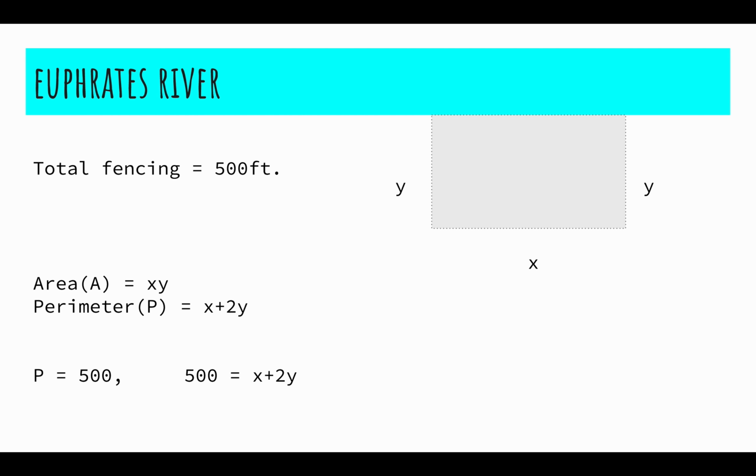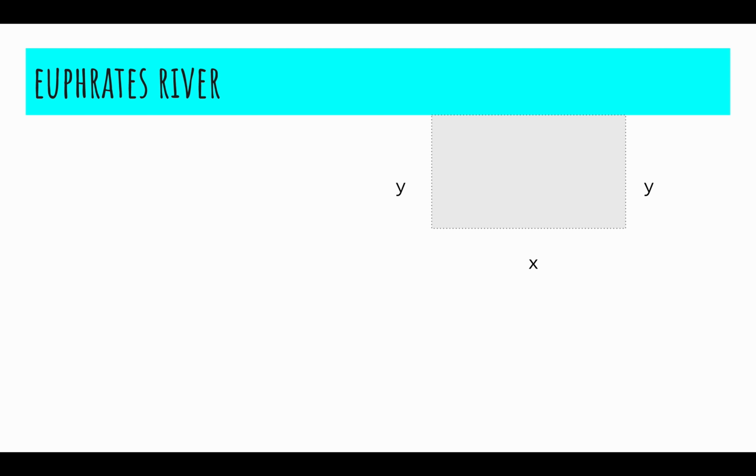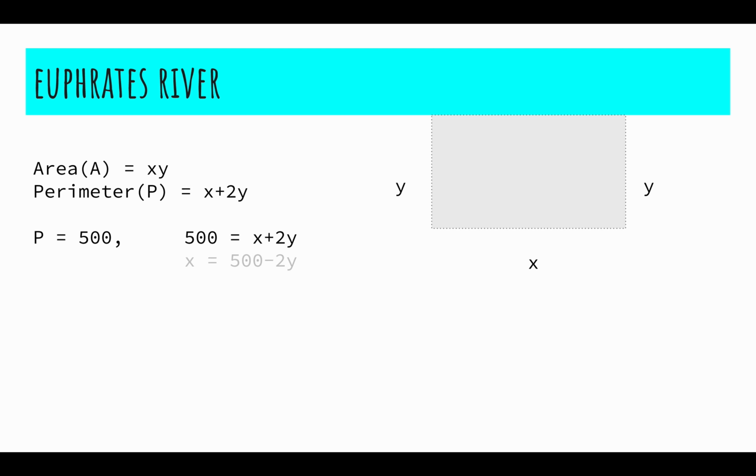Now, we want to rearrange the function to solve for either x or y, and it doesn't really make a difference which one you choose. So I'll go ahead and solve for x and get x is equal to 500 minus 2y. Now that we have a value for x, we can plug that into the x in our area function. Now that we have the area expressed in terms of only one variable, we can take the derivative and find the global maximum.